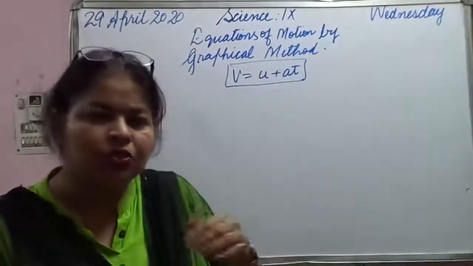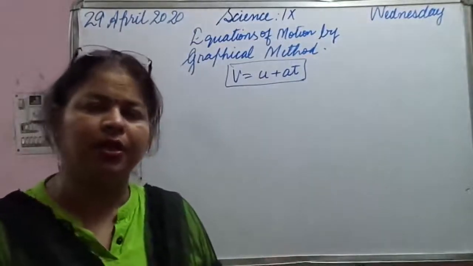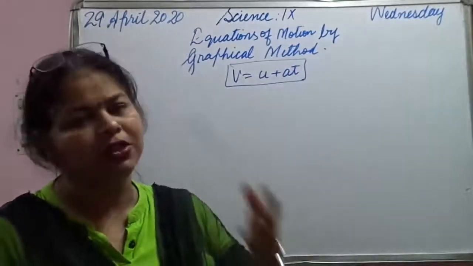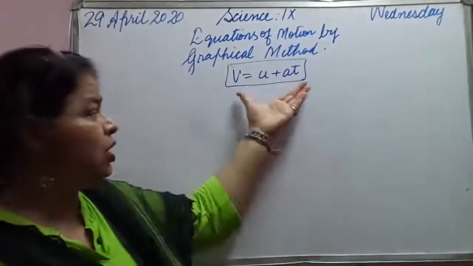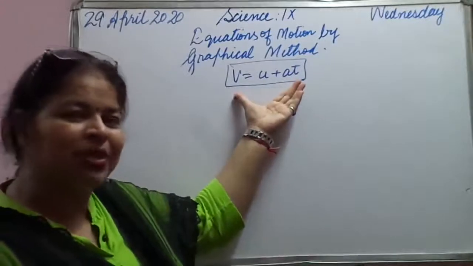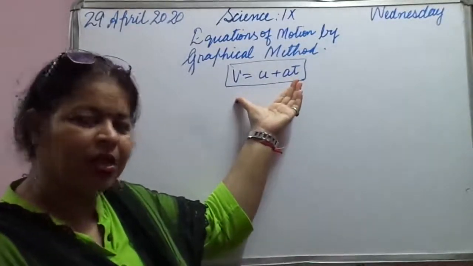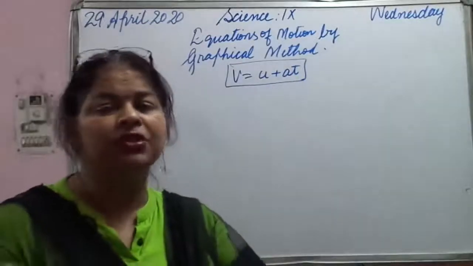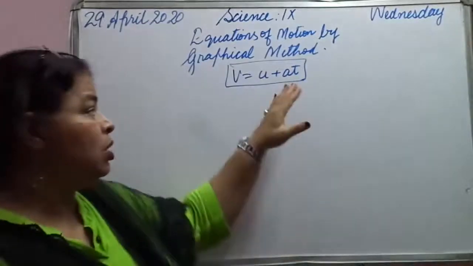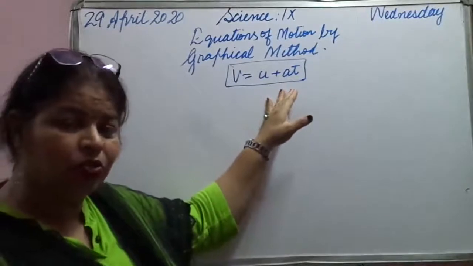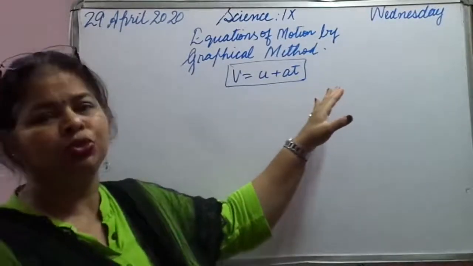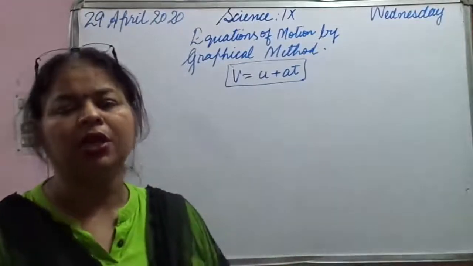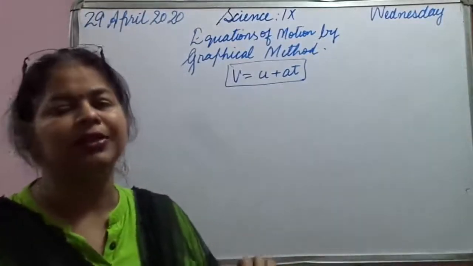Or to make things a little more complicated, the examiner can simply say derive the first equation of motion, without giving the mathematical expression. So you need to write the mathematical expression also, and then show the derivation, which is always done graphically. Let us see how to derive it.